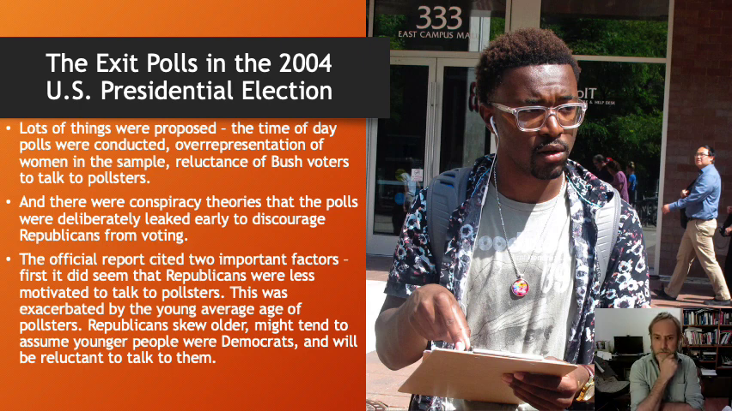Lots of potential answers to that question were proposed. Could it have been that the time of day the polls were conducted somehow favored Democrats? Or maybe there seemed to be more women in the sample than normal, and if women tend to vote Democrat more often, that could be it. They thought maybe Bush voters were reluctant to talk to pollsters. That was certainly thrown out there as an issue with Trump voters, that since he was mocked by some people, they wouldn't want to tell the pollster they voted for him, even if they did. There were even conspiracy theories that the polls were deliberately leaked early to discourage Republicans from voting, because they'd think it's all over. But those are just stuff thrown out there.